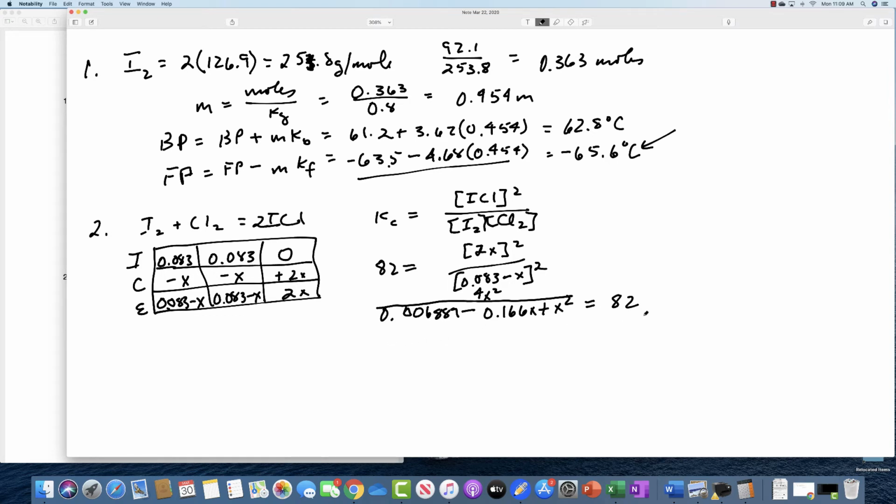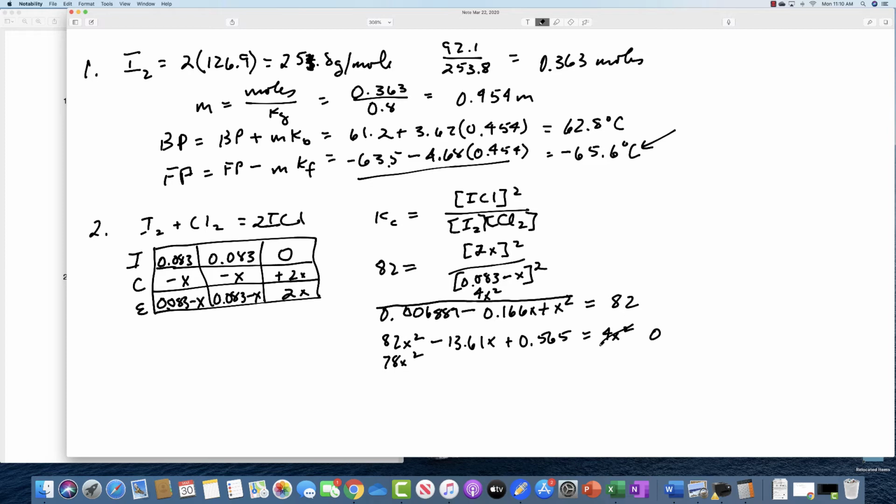So we multiply 82 here. We actually take this over to this side of the equation, and we get 82x squared minus 13.61x plus 0.565 is equal to 4x squared. We subtract x squared from both sides, and that just changes, we can change that to 0, and now this becomes 78x squared.